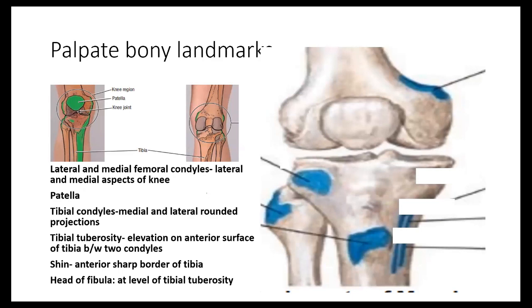Yeah, all right. So let's revise the bony landmarks that are palpable. So the medial condyle of the femur, lateral condyle of the femur, patella, the medial condyle of the tibia, the tibial tuberosity, and the head of the fibula.